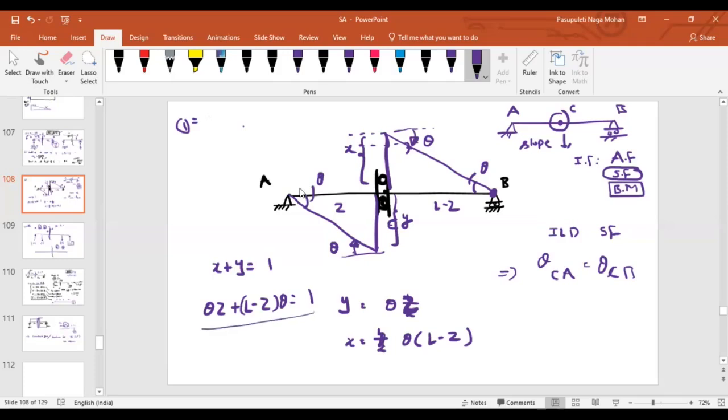Clear? At least, is it clear how to draw the diagram? First of all, shear force diagram. Shear force diagram, okay, sir. Not shear force diagram, this ILD for shear force diagram. Yes, sir. ILD for shear force diagram is clear. Okay, then let us start with an example.